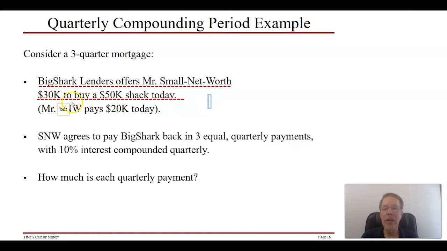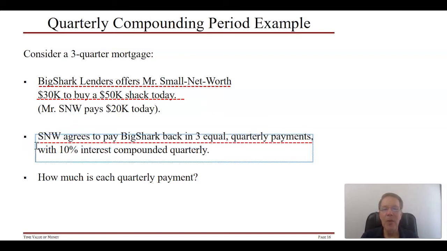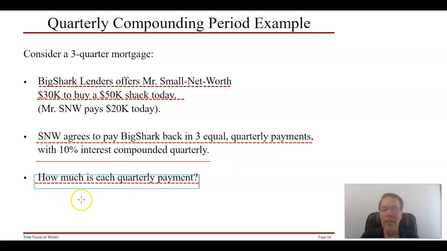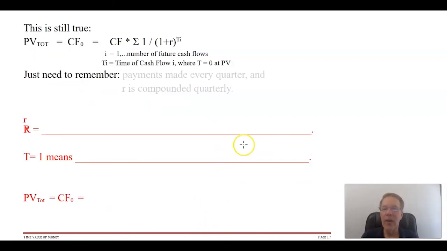They'd give him $30,000, and their contract would say that Mr. Small Net Worth would agree to pay Big Shark back in 3 equal quarterly payments with 10% interest compounded quarterly. So those would be the contractual terms. Mr. Small Net Worth might want to know, if I do this contract, how much am I going to have to pay each quarter? So let's see if we can suss this out here.